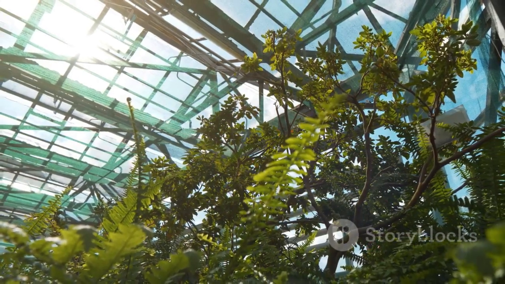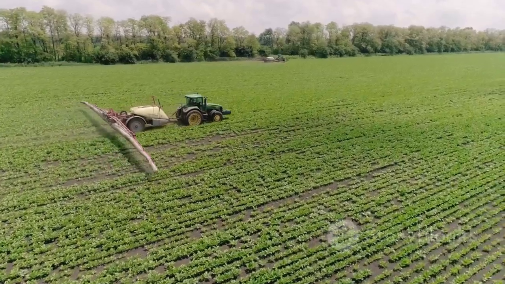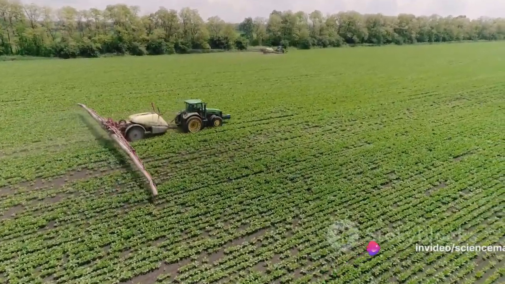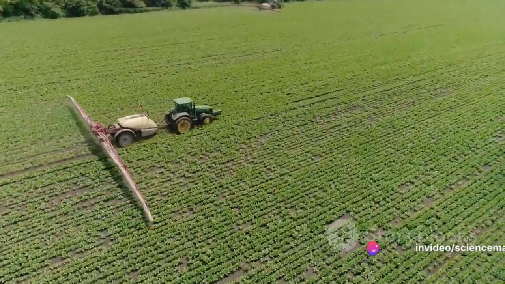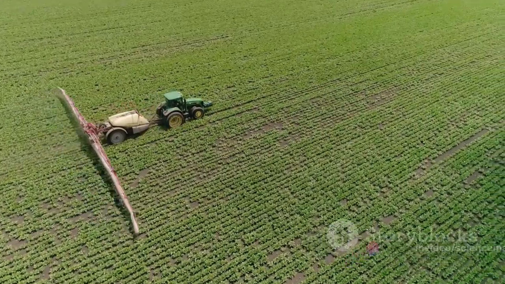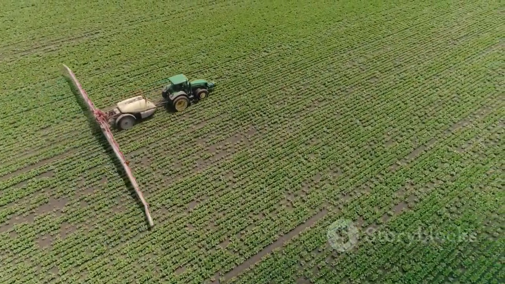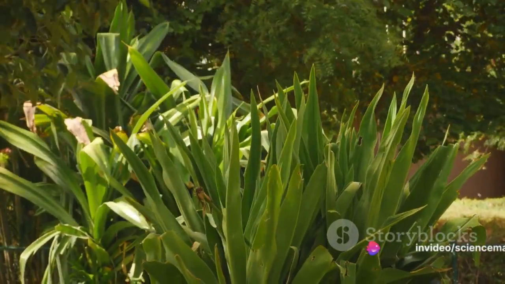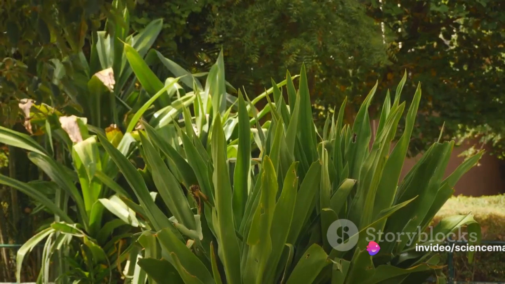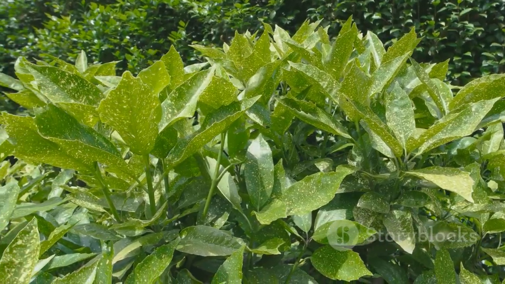Now, let's pivot to something equally essential: minerals. Plants like us need a balanced diet. They require both macro and micronutrients to grow and stay healthy. Macronutrients like nitrogen, phosphorus, and potassium are needed in larger amounts and play major roles, like promoting leaf and root growth. Micronutrients like iron, zinc, and copper are needed in smaller quantities, yet are vital for processes like photosynthesis.